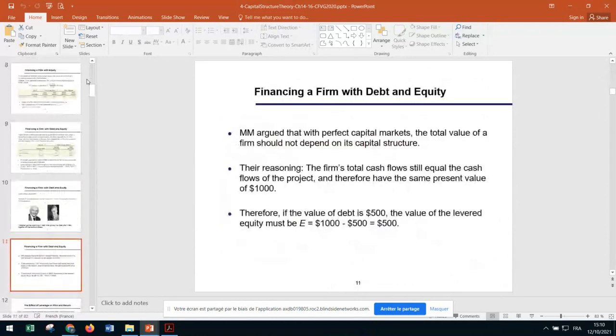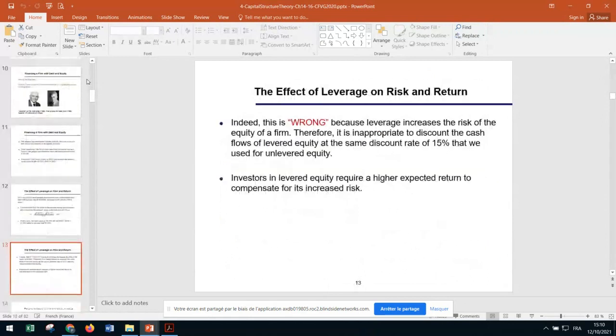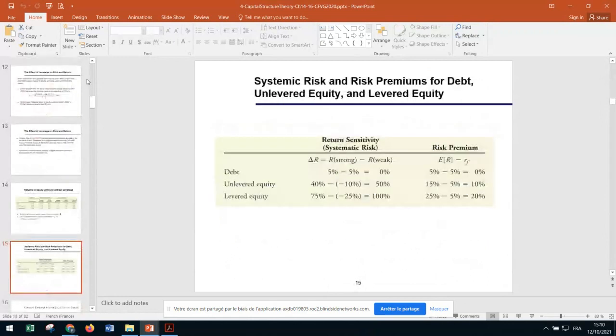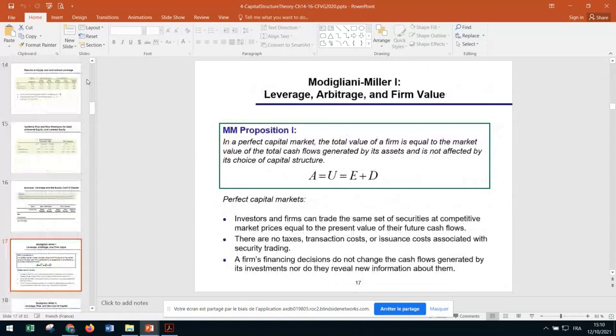The proposition says that A should be equal to U and U should be equal to D plus E, meaning that in a perfect capital market, the total value of a firm is equal to the market value of the total cash flow generated by its assets and is not affected by the choice of capital structure.